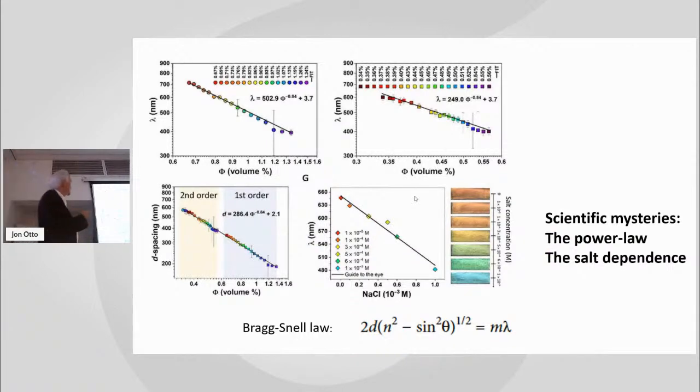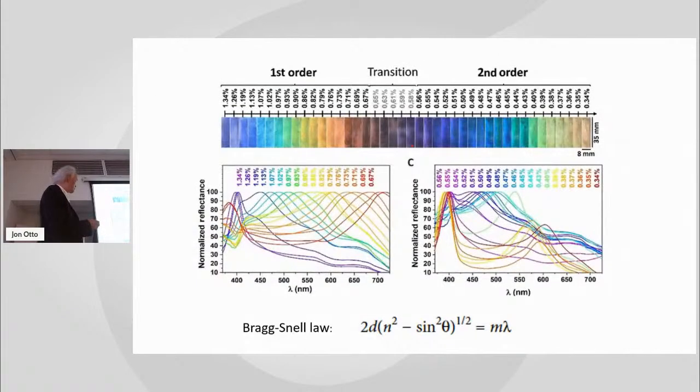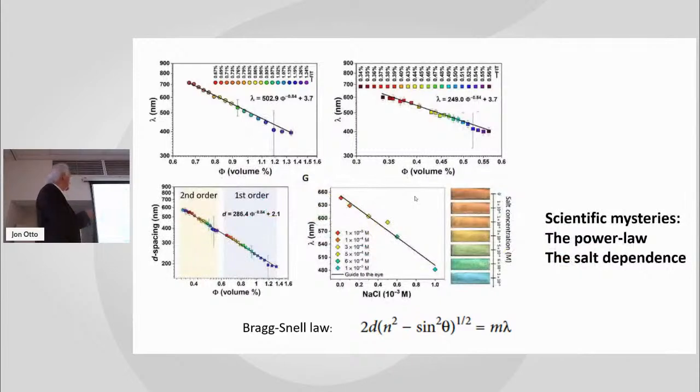So from this measured wave, this is the wavelength we measured, the peak of the spectrum. We have these spectral peaks here. This is the peak position versus volume percent for the first and second order Bragg reflections. Then from Bragg's law, you can calculate lambda to the spacing between the nanosheets, and you can plot the d spacing versus volume percent. And you get this nice power law with an exponent of minus 0.84. This is a scientific mystery. We don't know why there is such a power, where it comes from.